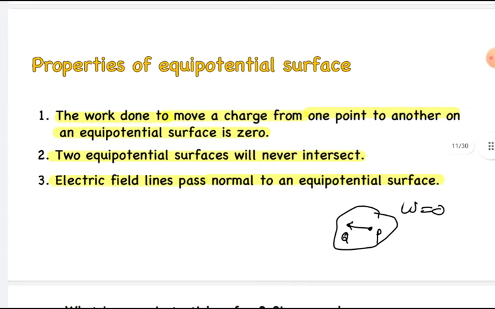And the properties of equipotential surface. The first one, the work done to move a charge from one point to another on the equipotential surface is 0. The second one, two equipotential surfaces will never intersect. Third one, the electric field lines pass normal to the equipotential surface.